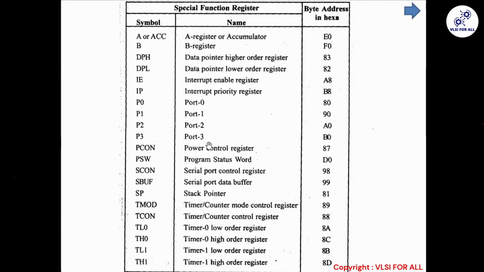Then there is the power control register PCON. Then there is the program status word. We have seen it, and it is available at D0. SCON, which is the serial port control register. There is one serial port, right? For controlling it, there is the register SCON. Serial port data buffer.